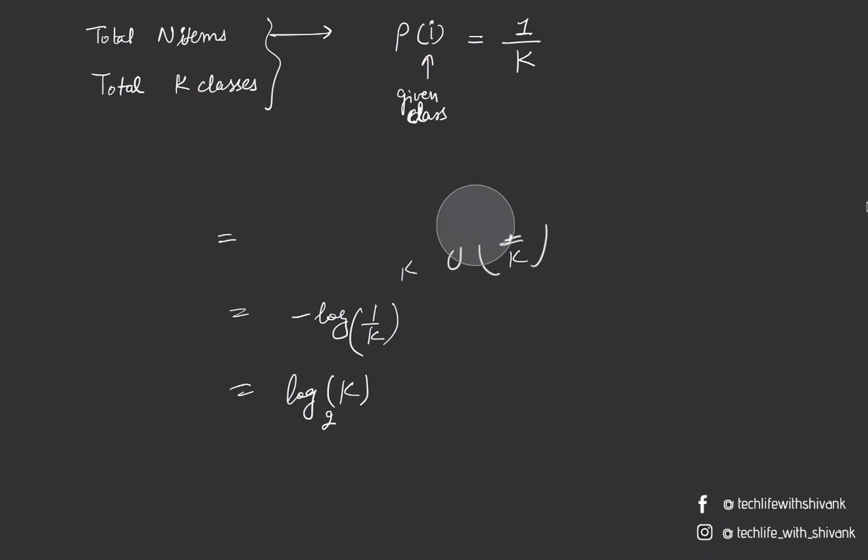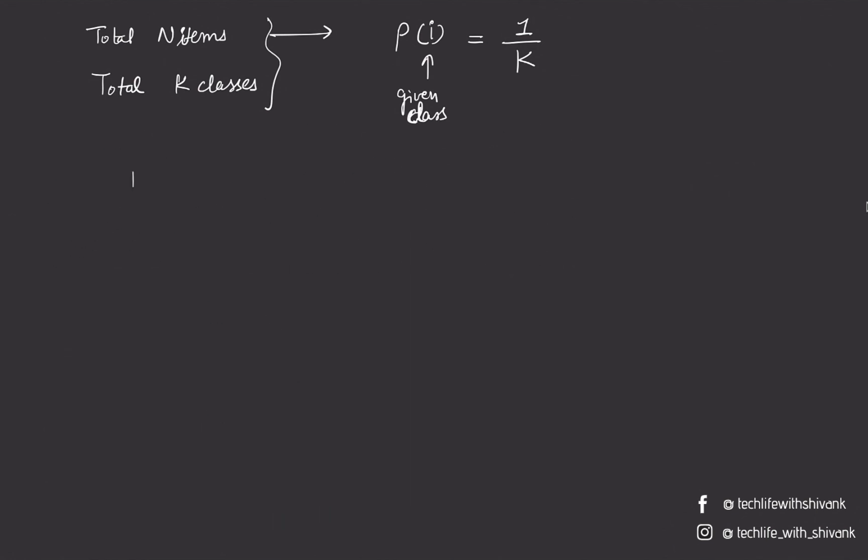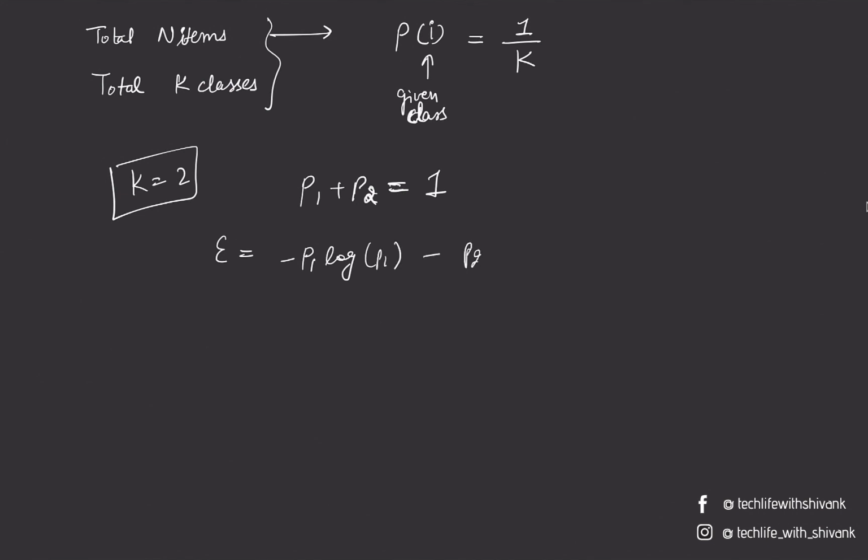So let's consider a special case where we have only two classes, k is equal to 2. So now we have only two probabilities, p1 and p2, and we know that p1 plus p2 is equal to 1. p1 is the probability of belonging to class 1, p2 is the probability of belonging to class 2. So our entropy formula becomes minus p1 log of p1 minus p2 log of p2, and basically this would become minus p1 log of p1 minus (1 minus p1) into log of (1 minus p1).